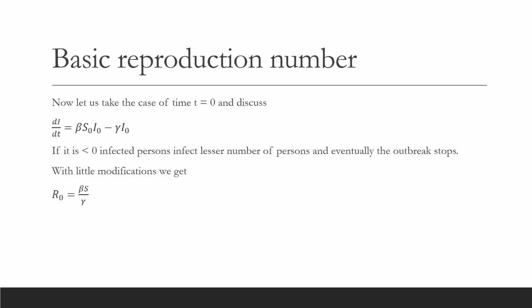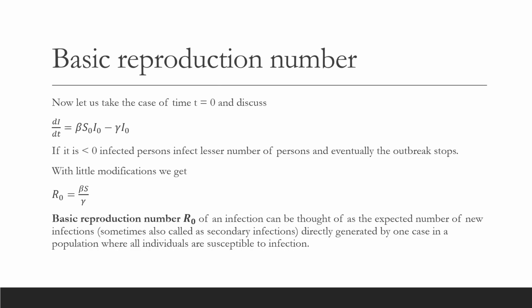With some modifications in the equation, we get R naught equal to beta S upon gamma. This is the basic reproduction number, sometimes also called basic reproductive ratio, and sometimes people incorrectly call it basic reproductive rate. It can be thought of as the expected number of new infections, sometimes also called secondary infections, directly generated by one case in a population where all individuals are susceptible to infection.